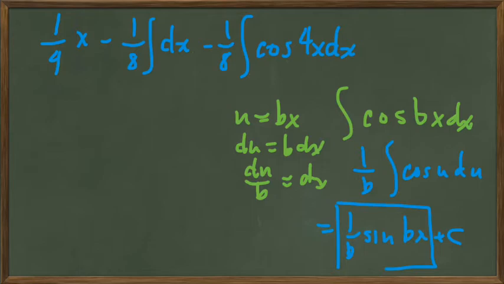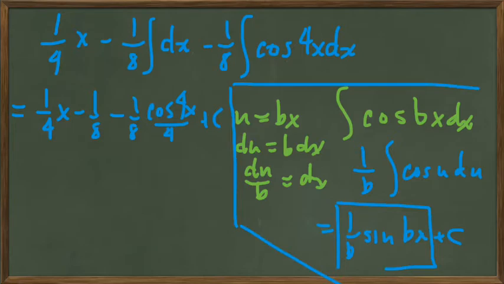So in the one we're working on, it's 1/4 x minus 1/8 x minus 1/8 times sine 4x over 4, because b is 4, and then we just need to combine terms. There's actually a mistake in the book, which has a plus sign here. It should be a minus sign. So when we combine terms, we get a 4th x minus an 8th x, which is an 8th x, and then minus sine 4x over 32 plus c.